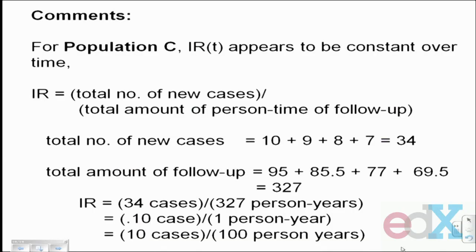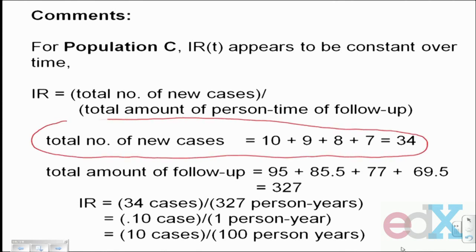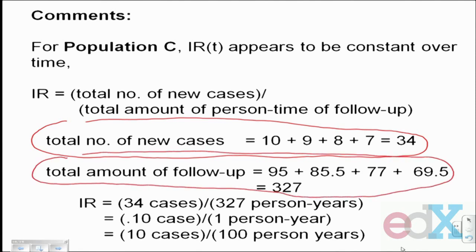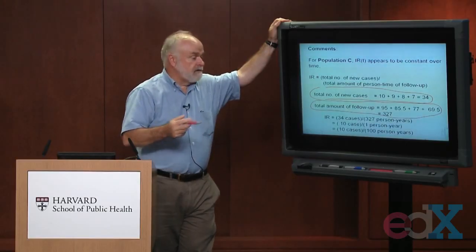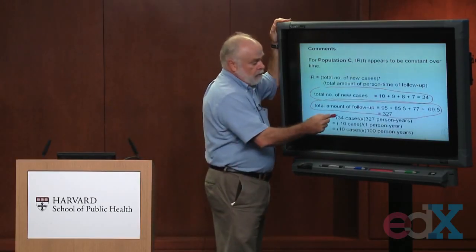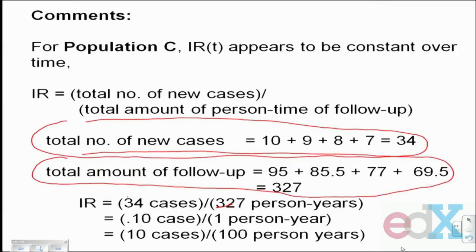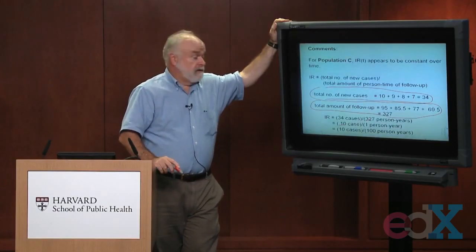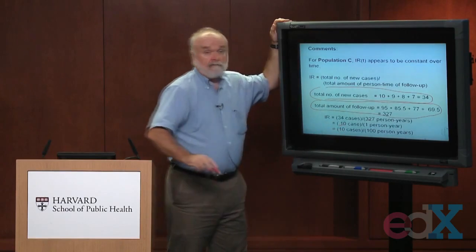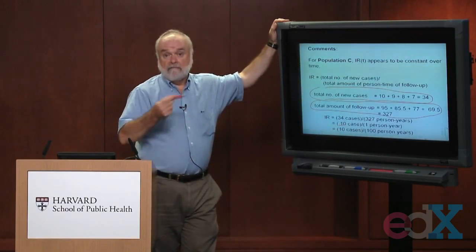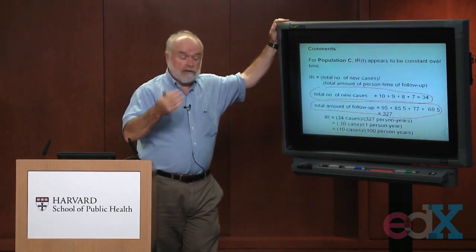In that case, let's add up all the cases, get a total number of cases, 34. Let's add up all the person time, whether it happened in the beginning of the study, the middle of the study, or the end of the study, 327 person years. Let's take total cases divided by total person time, 34 divided by 327, and we get that number, 0.10 case for every 1 person year, which is the same thing as 10 cases for every 100 person years. That's my estimate of the common incidence rate.